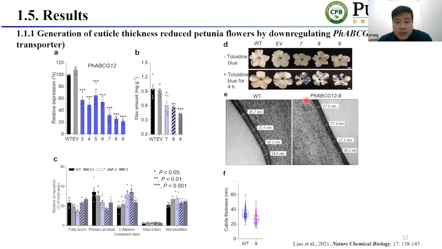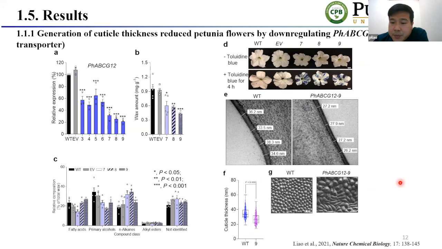Actually, after calculation, it showed a 20% reduction. Furthermore, we also got the SEM pictures of the petals. For example, you can see here from the wild type, all the cuticle cells are quite uniform. But here we can see that some of them are still fine, but some of the cells, especially this one, lost the cuticle shape and became flattened. Actually, from the flowers here, you can see the flowers became smaller and less smooth.